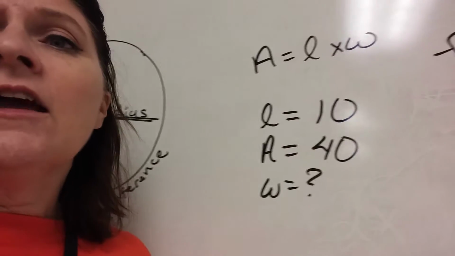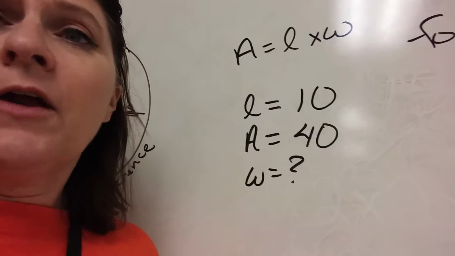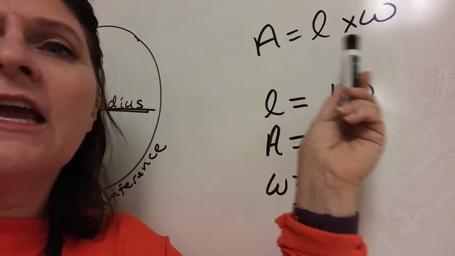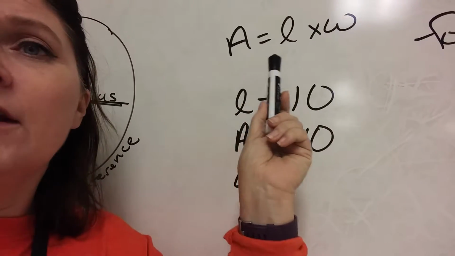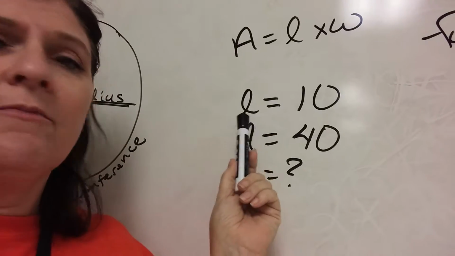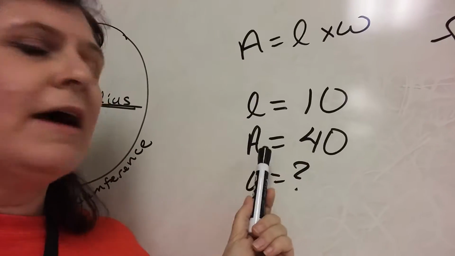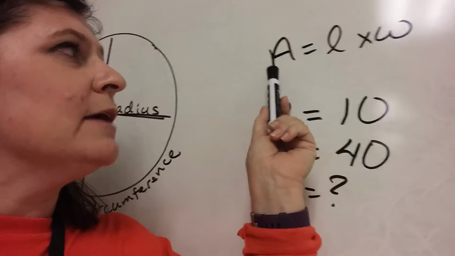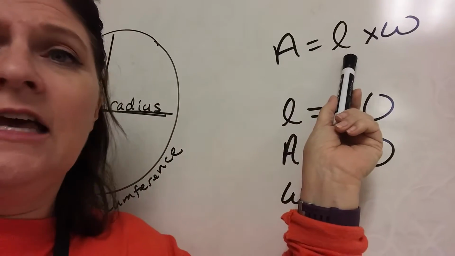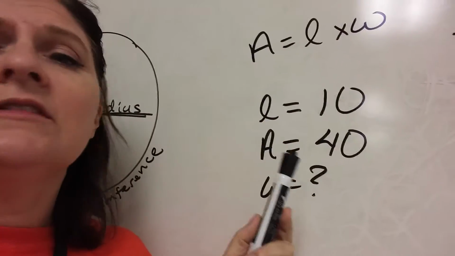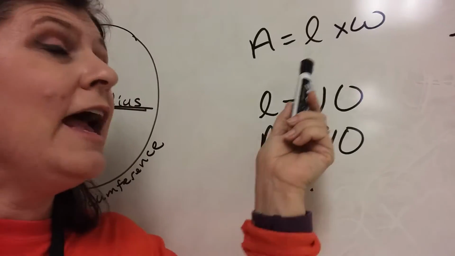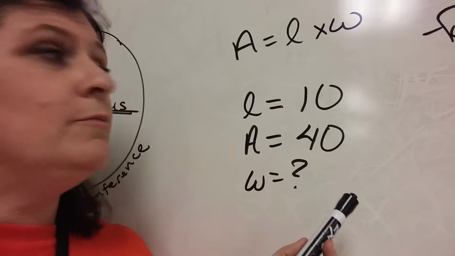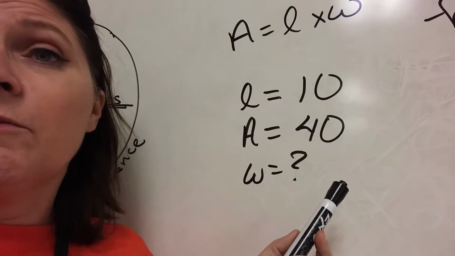Okay, the next thing, you're going to have a question about area. And I want to remind you that when you're looking at area, you can substitute in your numbers for any of these letters. For example, if my length is 10 and my area is 40, I could put 40 for area and 10 for length, and then I'd have 40 equals 10 times W. This is a really easy one. You could probably figure it out in your head that W would be 4 because 10 times 4 makes 40.